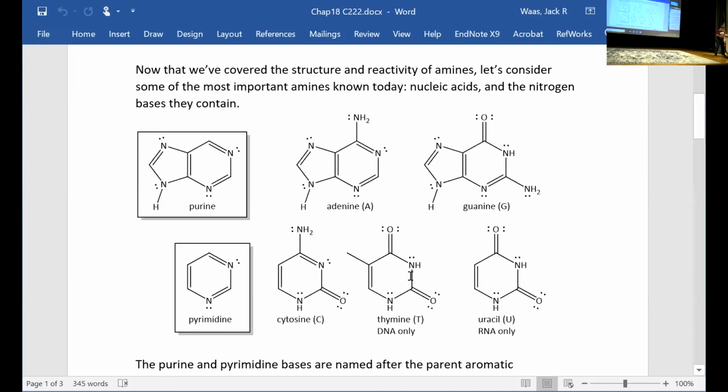Other than that, we'll learn how these are all put together to make nucleic acids on Friday. So we'll see you then.